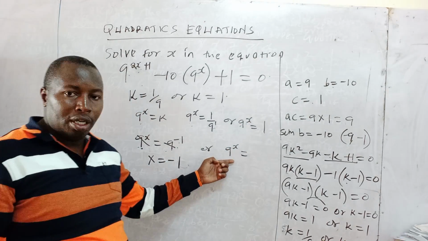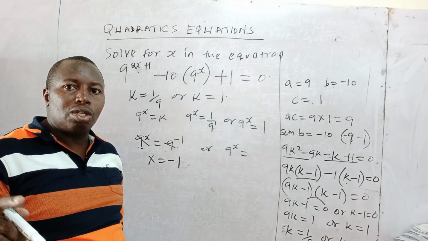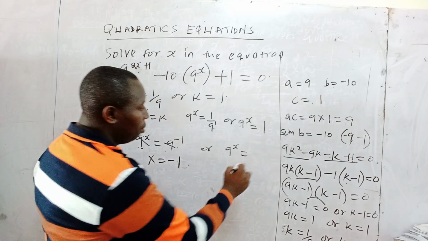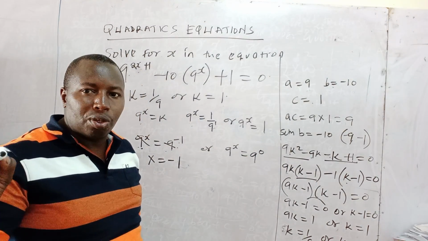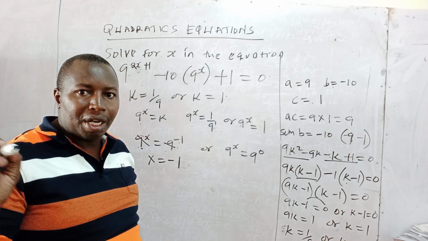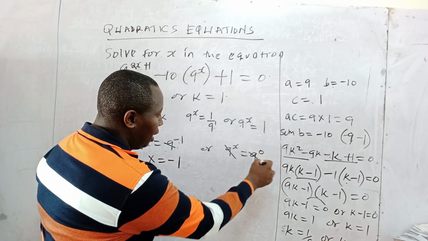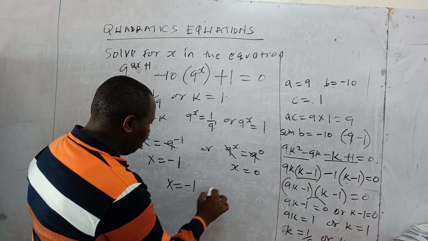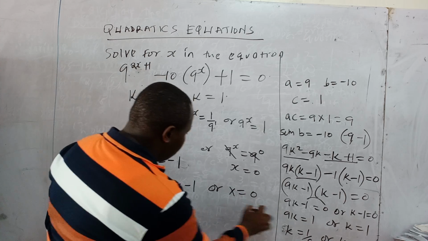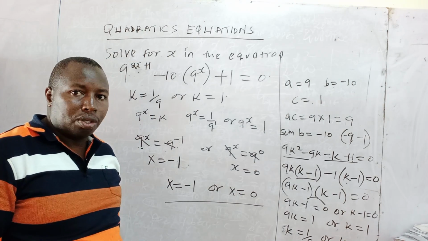And because the base is 9, you write it in terms of base 9, this will be 9 raised to power 0. Because any number raised to power 0 is 1. So you say 9 raised to power x equal to 9 power 0. Drop 9. You say x is equal to 0. So our value of x is equal to minus 1, or x is equal to 0.